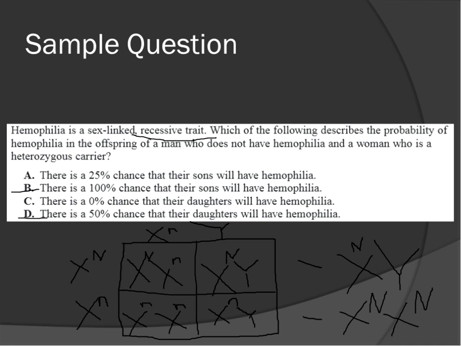So I got 2 C's so far and an A. So let's eliminate B and D. We're good on that. It's not a 100% chance their sons are going to have it, and it's not a 50% chance their daughters will have it. So look at the results, and what do you think? I got mixed results, A's and C's.